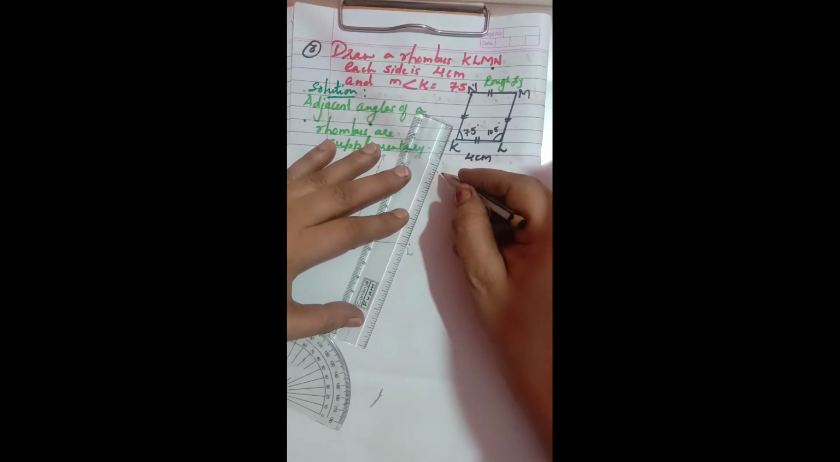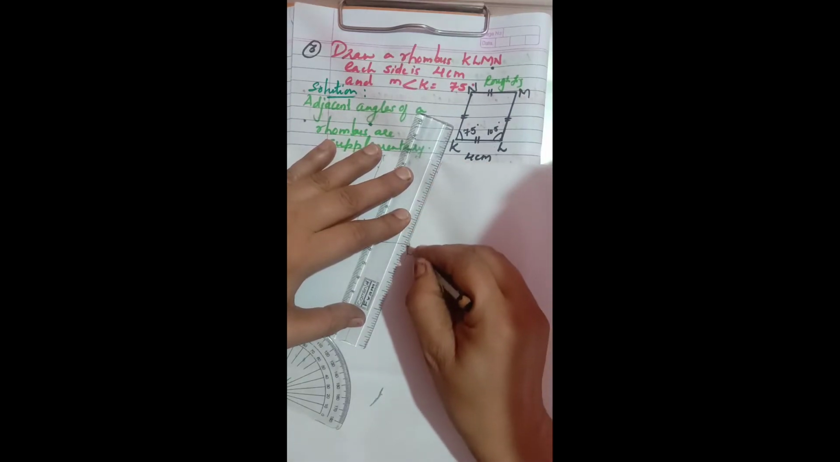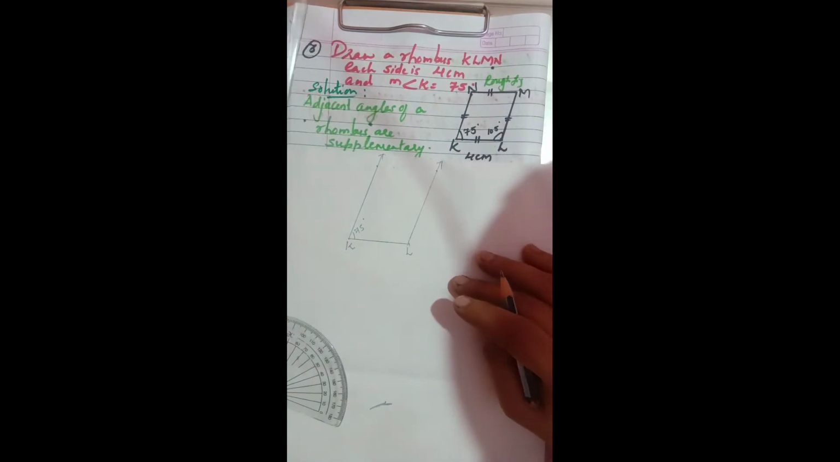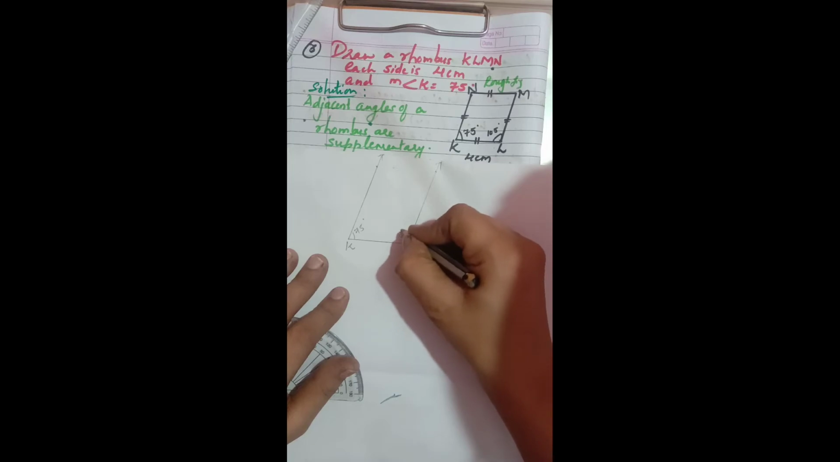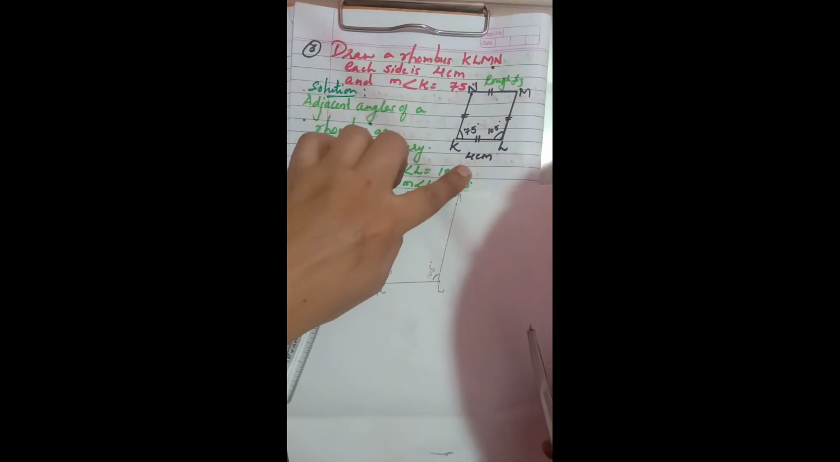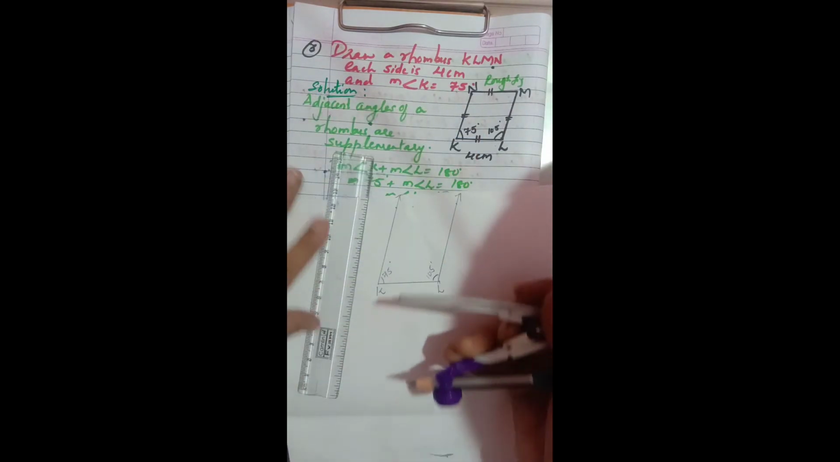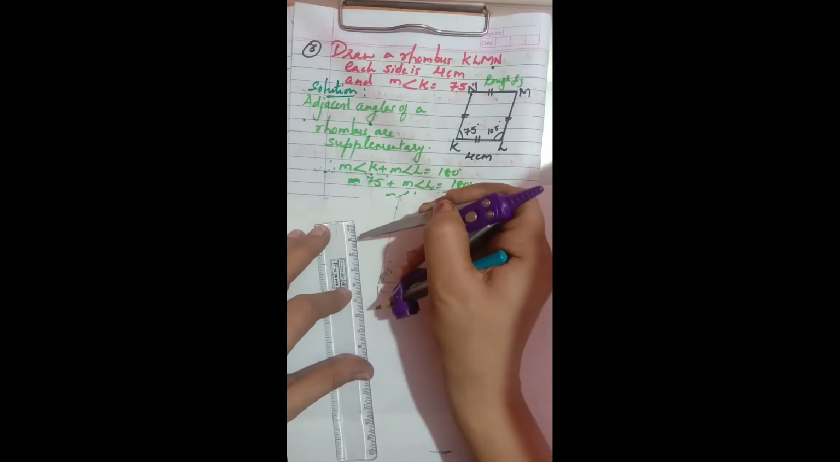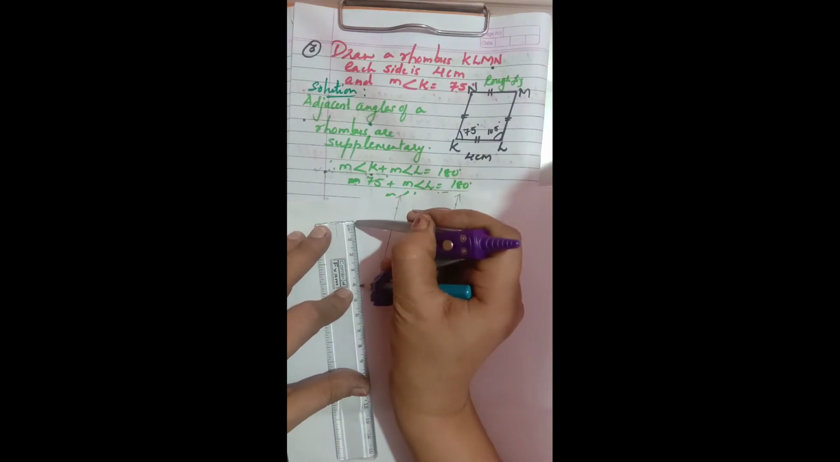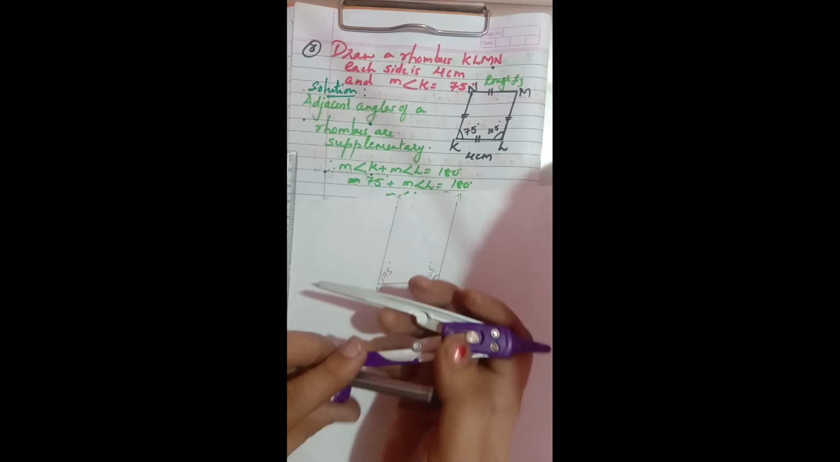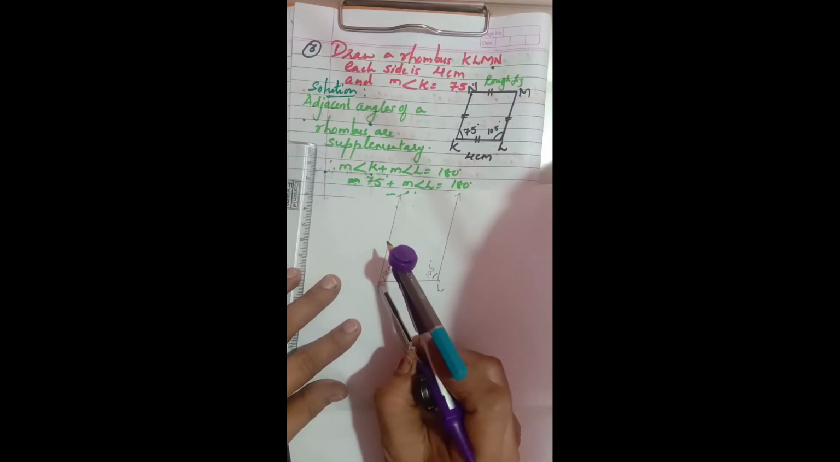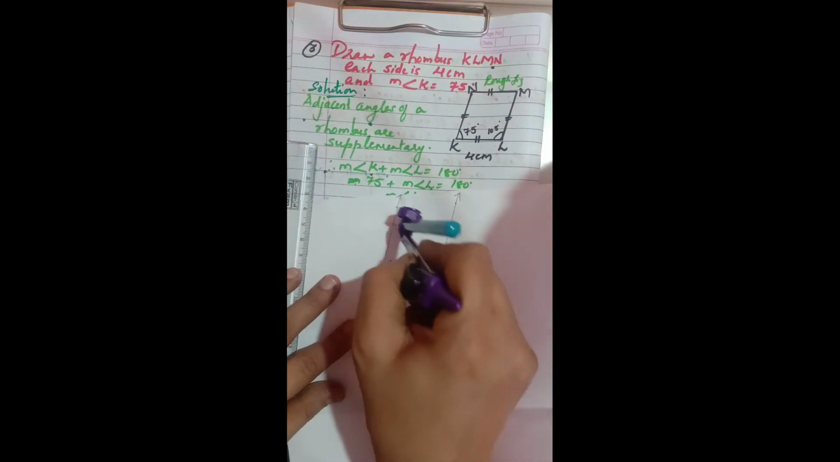Now join the points and draw the angle 105 degree, that is, angle L is 105 degree. Now take your compass. Since it is a rhombus, all sides will be 4 centimeter. So open the radius of the compass to 4 centimeter. Keep it at point K, and draw the arc.